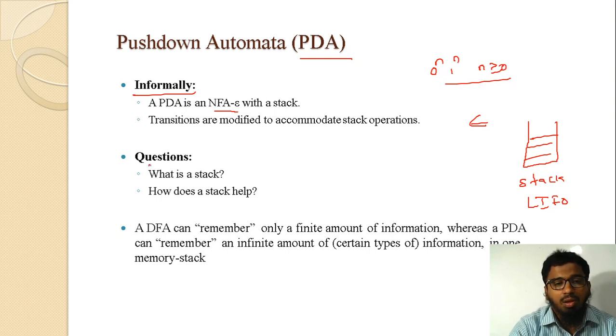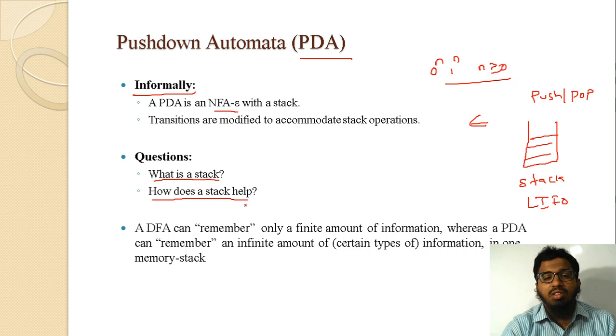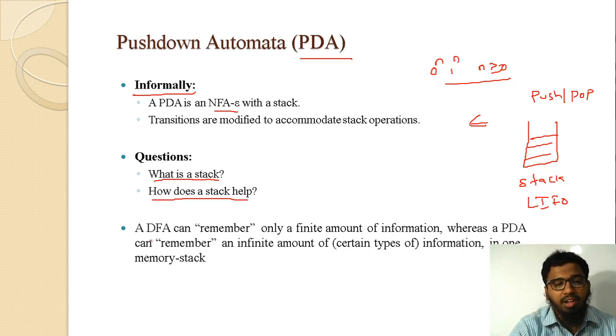Next, first we will see what a stack is. I think you know what a stack is and how it helps. Stack stores the data, and whenever we want we will get the data in the form of LIFO, that is, push or pop. Because of that the name is pushdown automata. How does it help? That we will see while doing the practical.